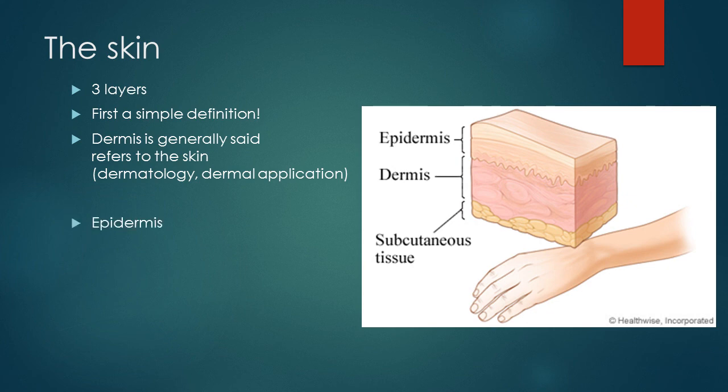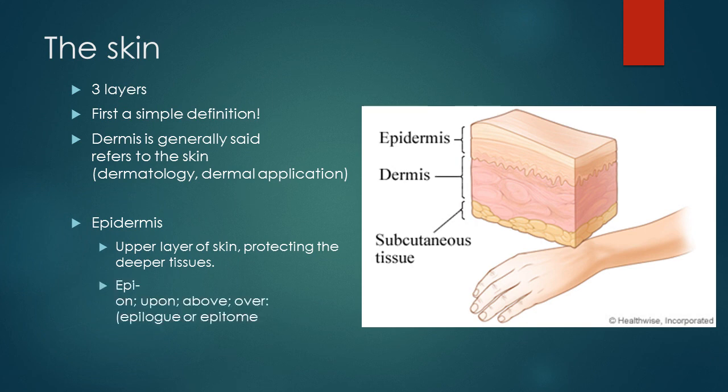First layer is the epidermis, so the upper layer is the epidermis. It's the upper layer of skin. It protects the deeper laying tissues or the deeper skin layers. It gets its name from epidermis. Epi means on, atop, above, over. Like an epilogue is a little piece of text which starts at the beginning of the book before all the chapters even start. So before, in this case. Epitome means like the biggest and the best story you can imagine. So epidermis is the skin layer on top. So the first layer is the epidermis.